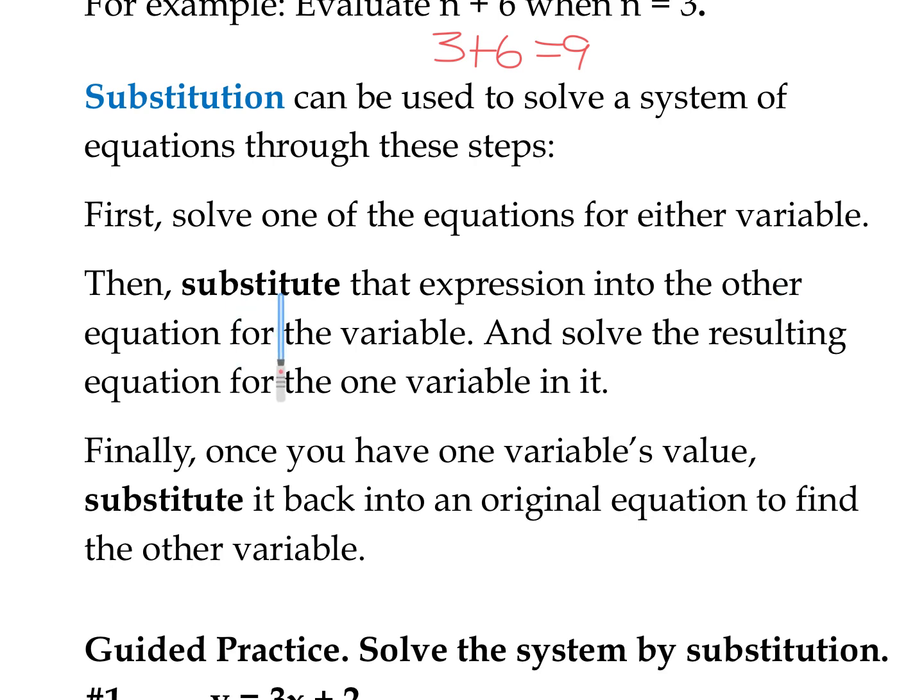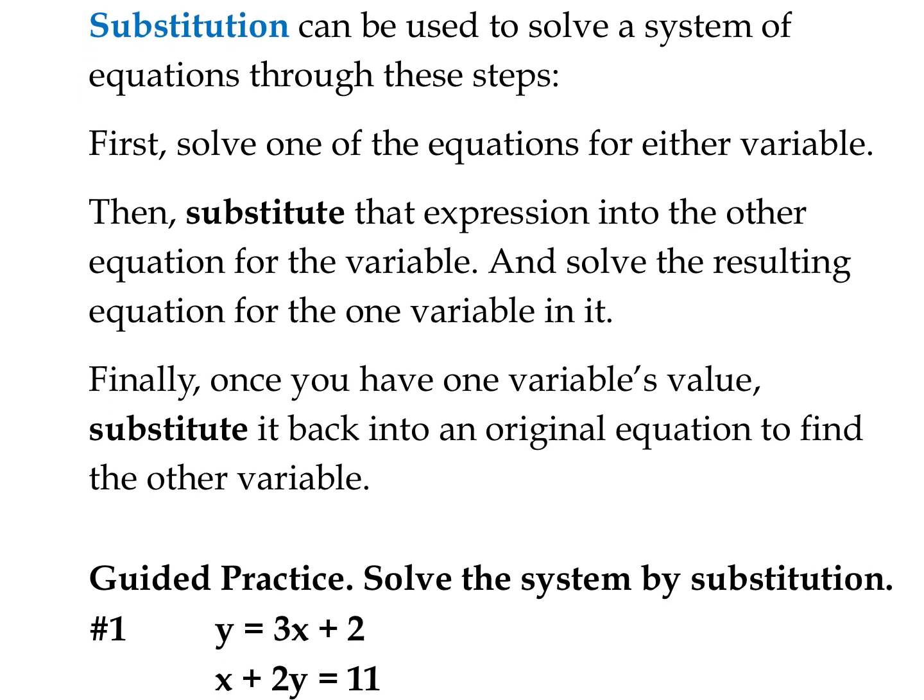So again, we're going to start by solving one of the two equations for either variable. Then we're going to substitute the expression that we get into the other equation for that variable. So whatever a variable is equal to, we can replace it with that value. And then once we know what one of the variables is equal to, we can replace that in the other equation, back in the original equation, to find the value of the second variable. So we'll have both values. We'll have an x and a y, typically. We could use other letters if we want, but typically we're going to see it as x and y. So let's see what that looks like in practice.